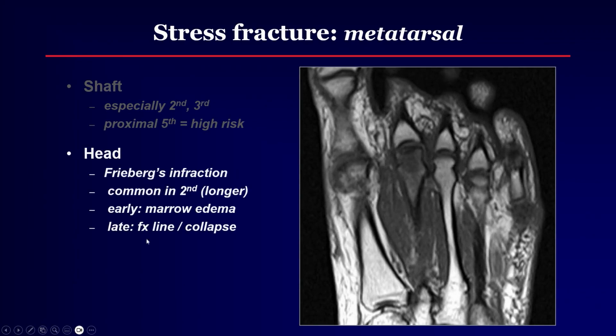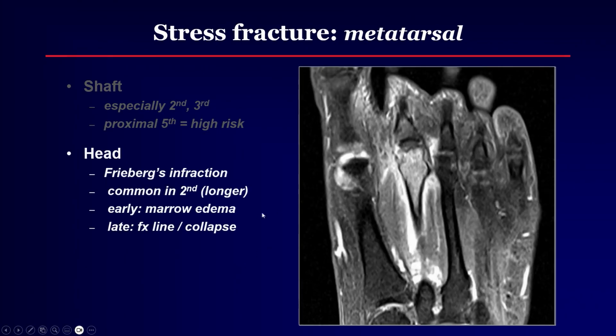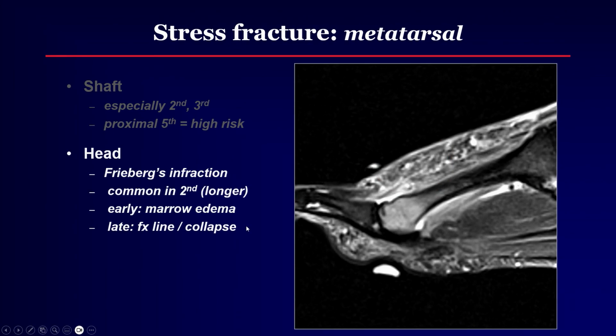Metatarsal head, Freiberg's infraction, common in the second, can occur in the third, and so forth. Early on, we may just see marrow edema, but if you see this, guess what they have? That little subchondral fracture. And you remember I mentioned that this morning with the femoral condyle and so on. This seems to be a common denominator, distal clavicle and so forth.